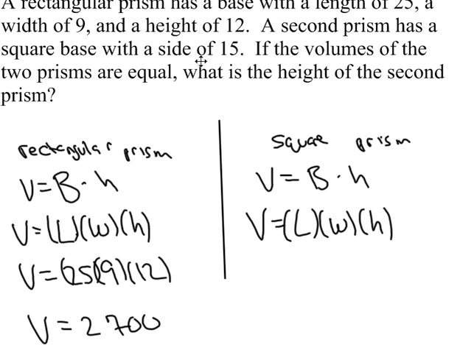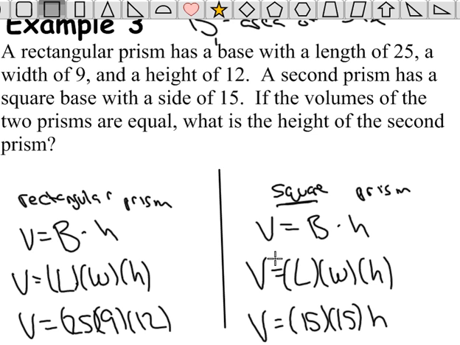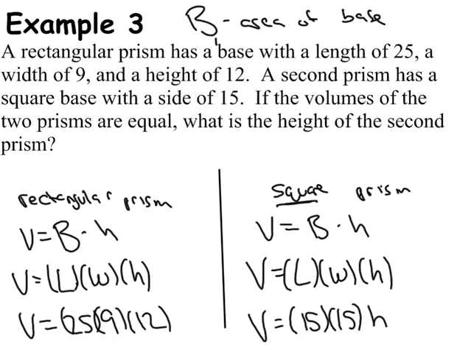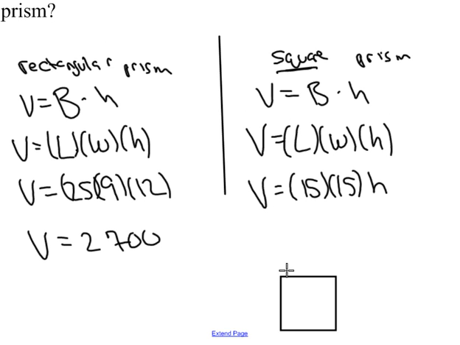So we got the volume of the rectangular prism. Now it says a second prism has a square base, so that's right over here, the square prism. And it says the side is 15. Now look, since it's a square prism, and we know the side is 15, that means the length and the width are both 15. Right? Here, let me draw a picture for you so you could see it for yourself. If it's a square prism, you got a square for a base.